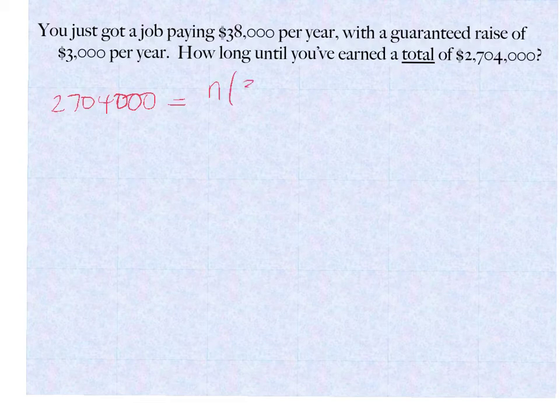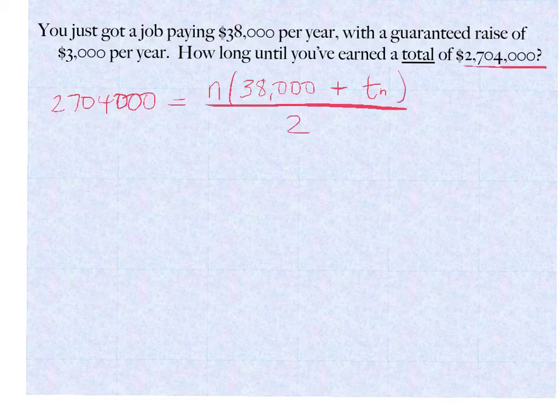We do know T sub 1, that's going to be 38,000. The other thing we're missing is T sub n here, and T sub n in words really means how much you make during the year that gets you to this total of $2.7 million. We're going to divide that by 2. So with one equation and 2 missing variables, that should be a clue to you that you need another equation so that you can solve a system.